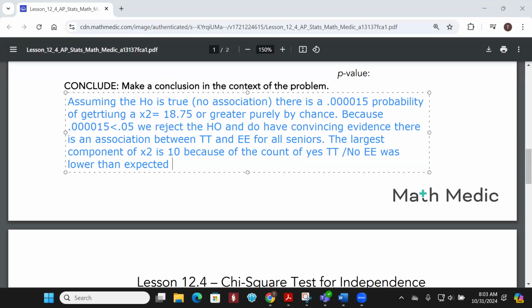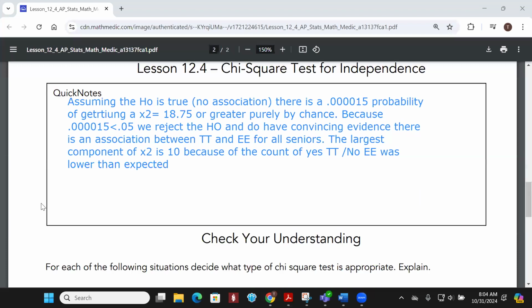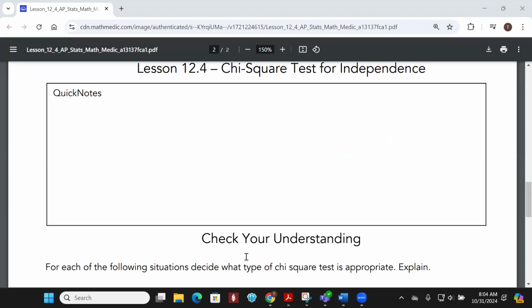All right, go ahead and flip the page. We got to talk about the 3 different types of tests. Okay, the 3 different tests for chi-square. We're just gonna use the text box.